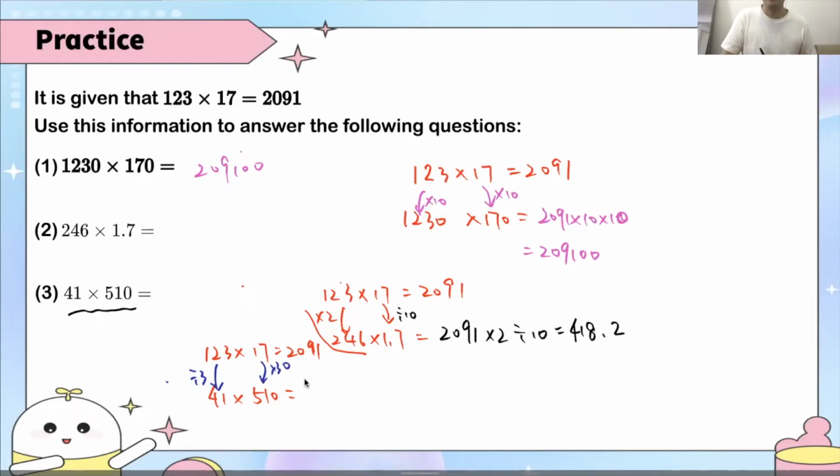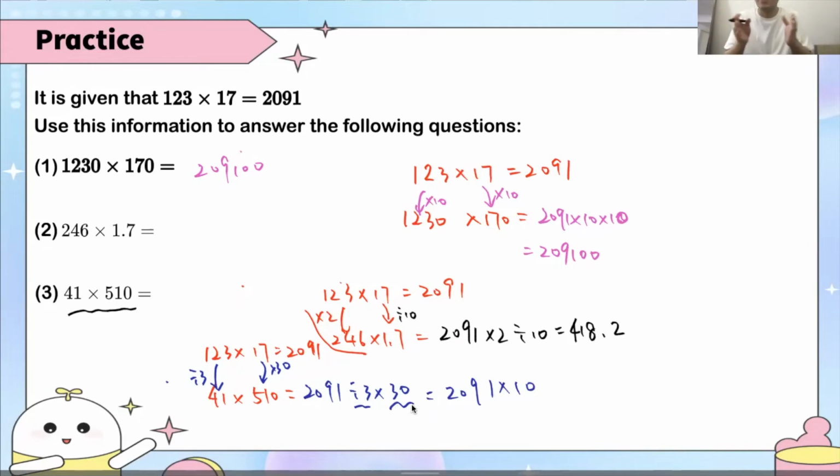Okay, and we only need to do the same operation on the product. We divide by 3, we times 30. But in this situation, we know we divide by 3, we times 30. It means we just times 10. Did that make sense? Okay, we divide by 3, we times 30. It means we only times 10.